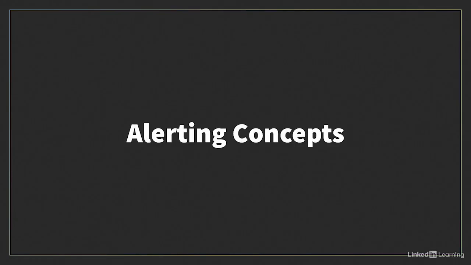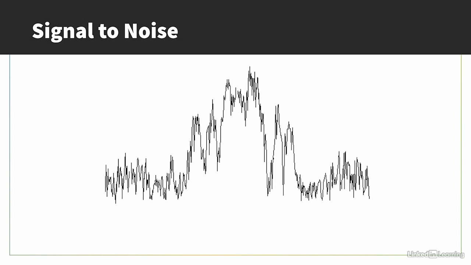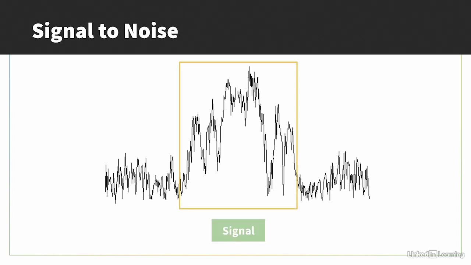Before we get into the hands-on of how to set up alerts, let's take a minute to talk about some high-level concepts around alerting. This is an image of an FM radio signal. It's pretty easy to see the signal right here in the middle. It's the big spike. If you were watching it while listening to it, you'd actually see it jump around as the music plays. But there's something else apart from the signal.